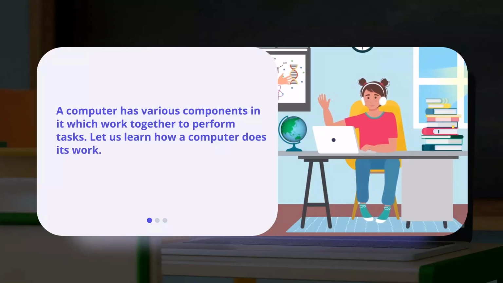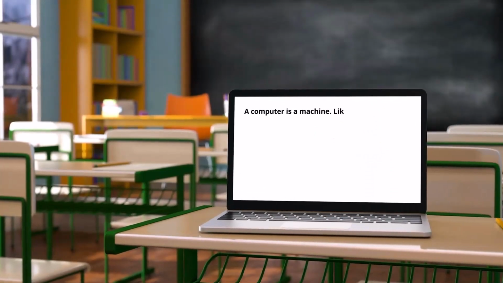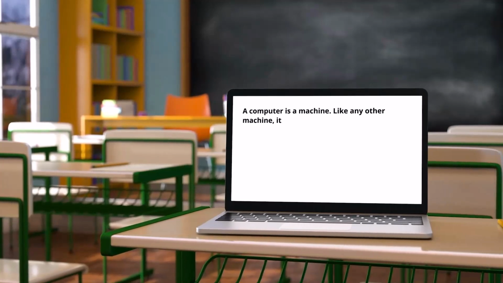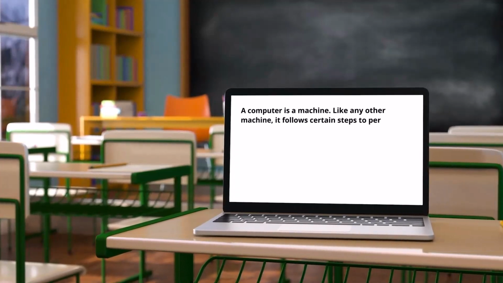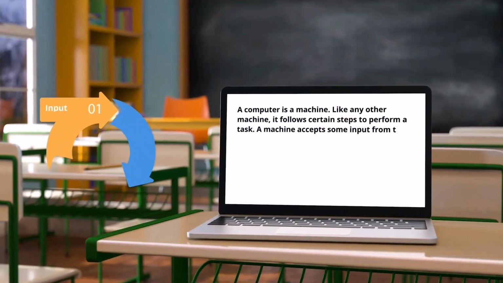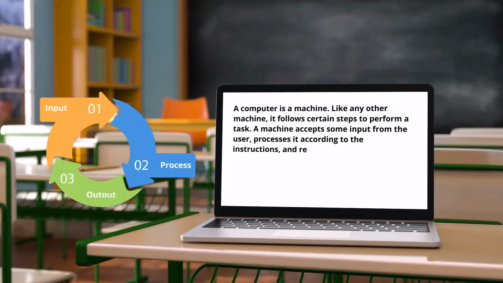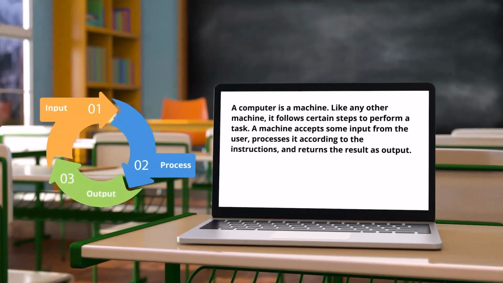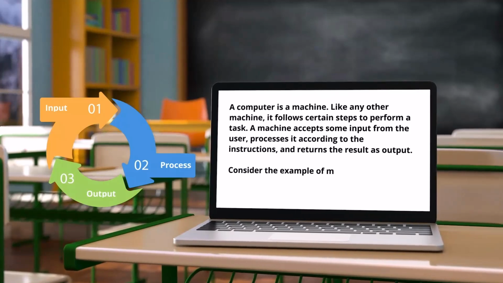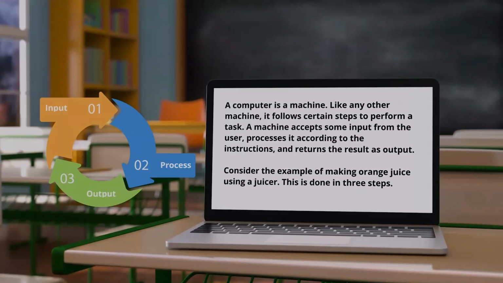How a computer works. A computer is a machine. Like any other machine, it follows certain steps to perform a task. A machine accepts some input from the user, processes it according to the instructions, and returns the result as output. Consider the example of making orange juice using a juicer. This is done in 3 steps.